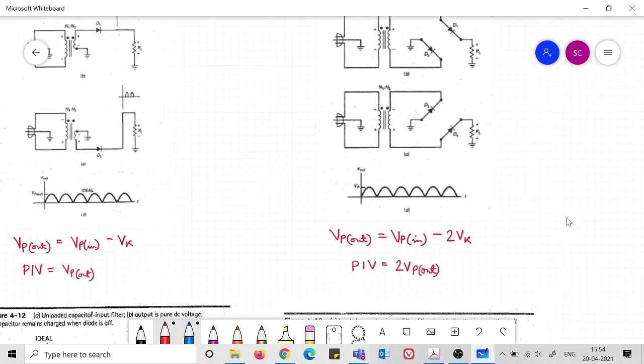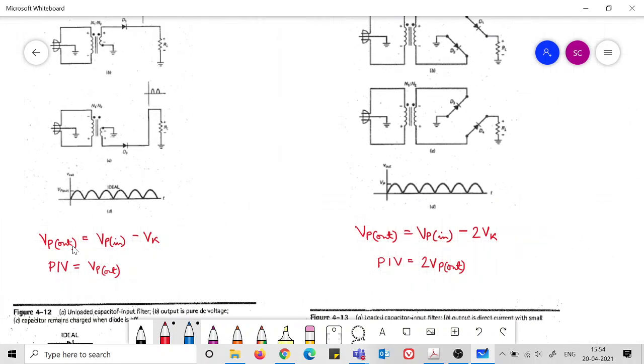Now some points of difference. If you apply the second approximation, then the Vp out is Vp in minus Vk for the center tap transformer. So Vp out is Vp in minus Vk because only one diode is in the path, in the forward path. But here two diodes are in the forward path. So it is Vp in minus 2 Vk.